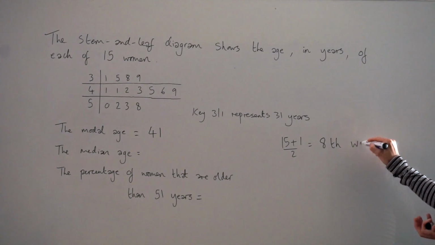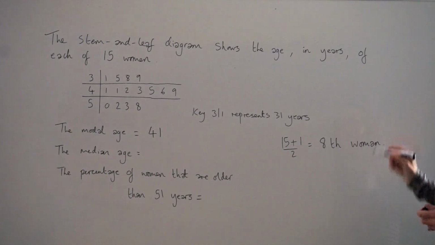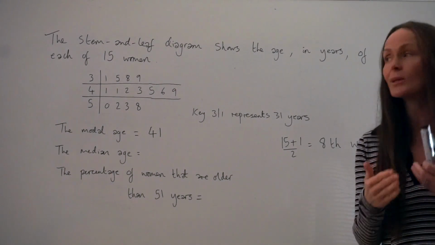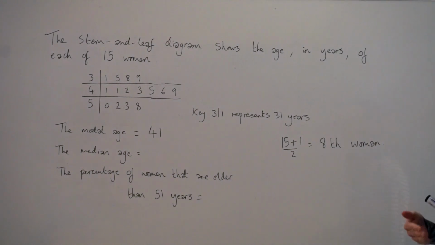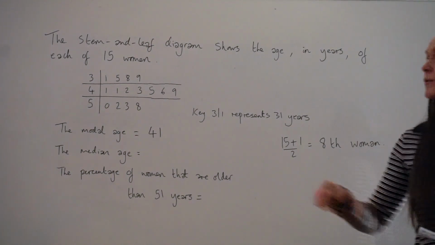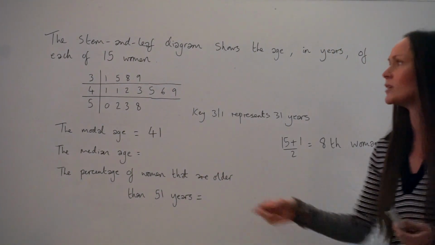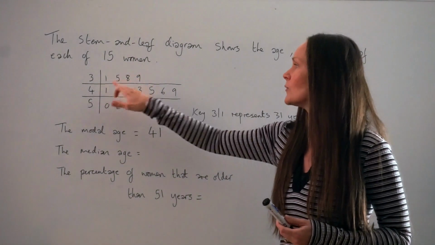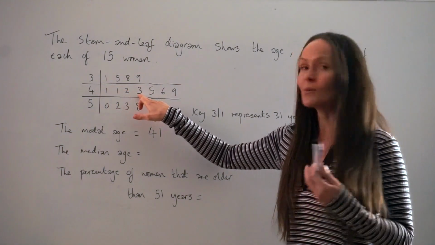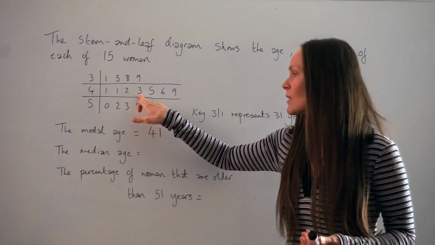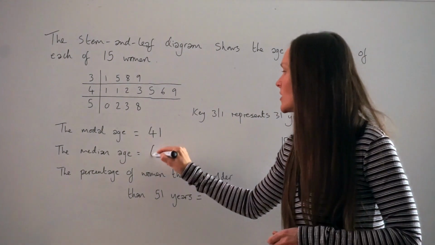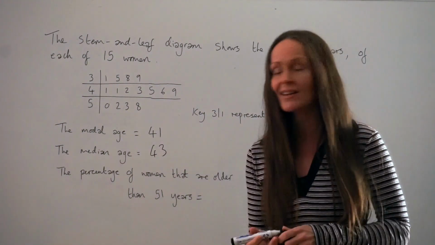So I'm looking for the 8th woman. That 8th value will be the median age. So I'm going to start counting from the beginning of the stem and leaf diagram until I get to the 8th value. 1, 2, 3, 4, 5, 6, 7, 8. So it's this one here, which is 43. So the median age is 43 years.